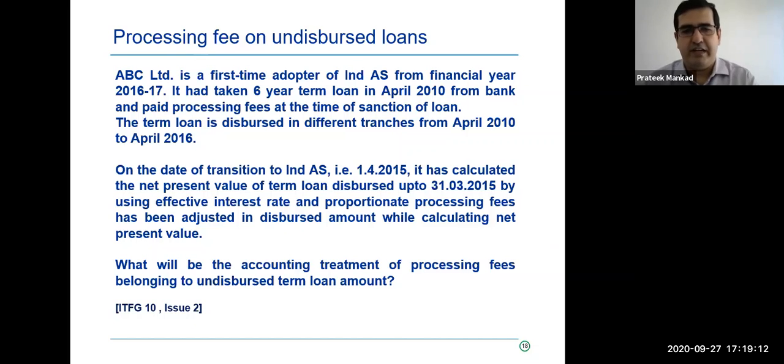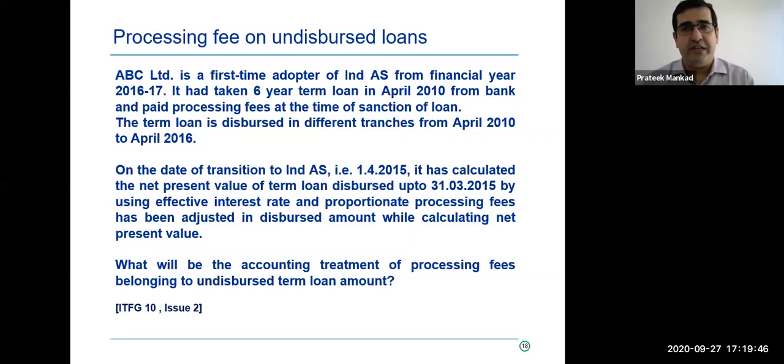So assess the probability of future drawdown. If not probable, then expense on SLM. So it means yes, 5 rupees will be on the balance sheet.